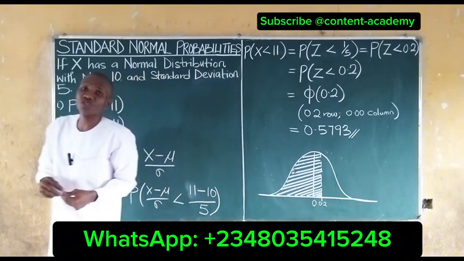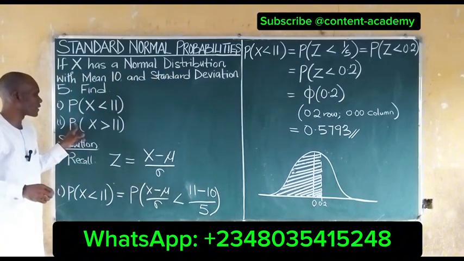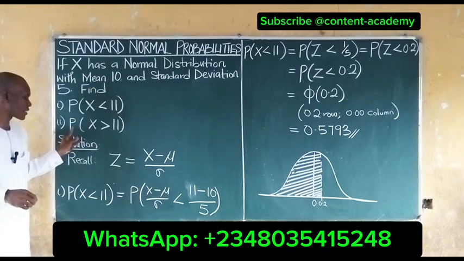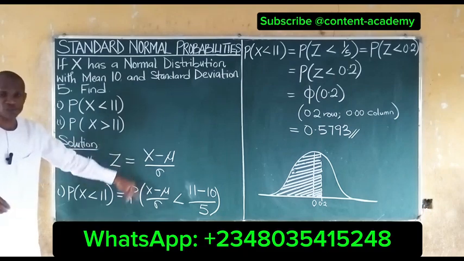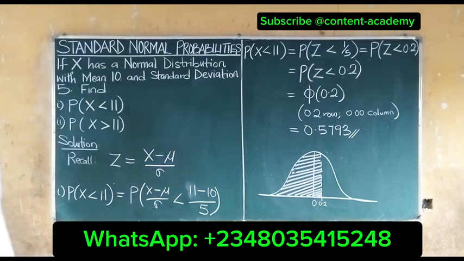The next thing to do is to compute the second probability given. So we have to delete this part of the board to do that.